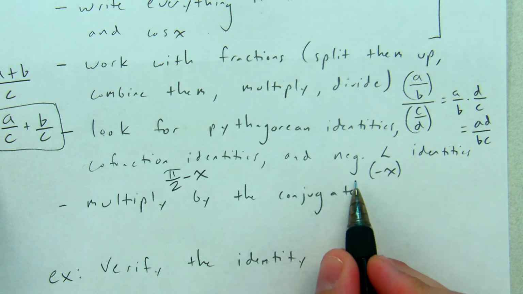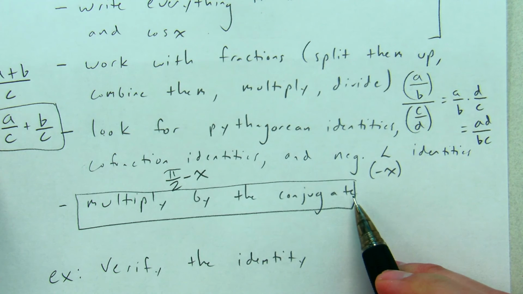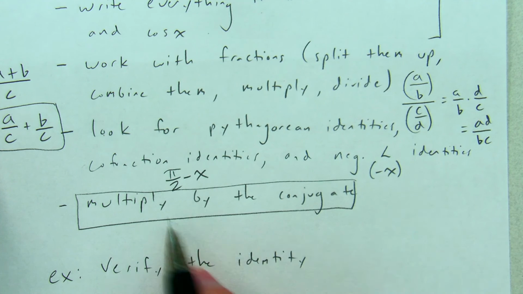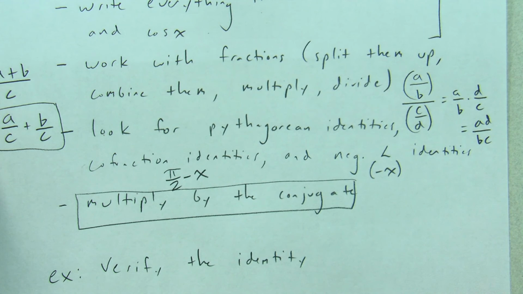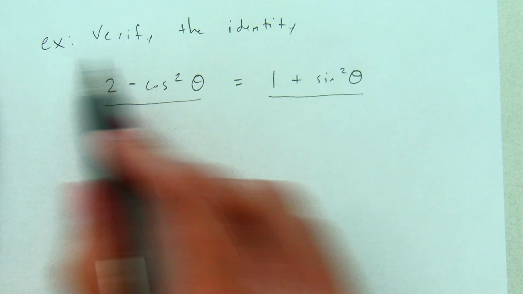The last one is the trickiest to use. We're going to do it in our second example. Multiply by the conjugate. So I'm going to leave that for now, and when it comes up in our second example, I'll show you what that means. Okay, so let's start by verifying this trig identity.